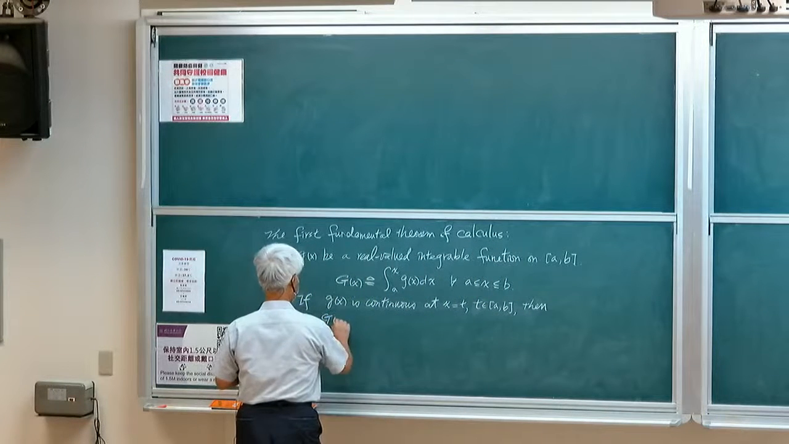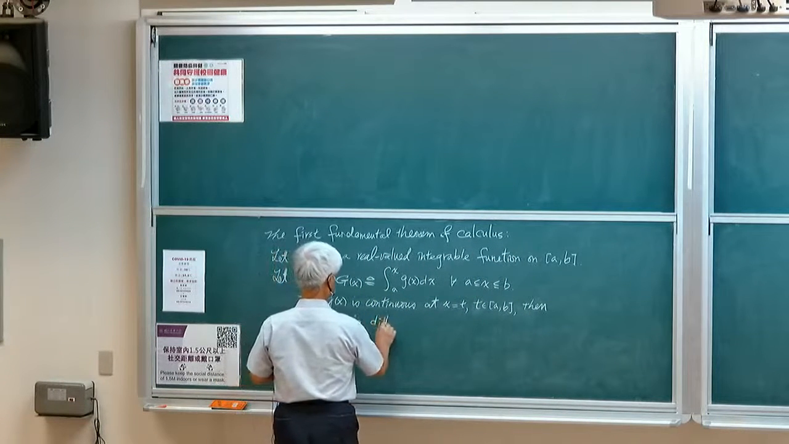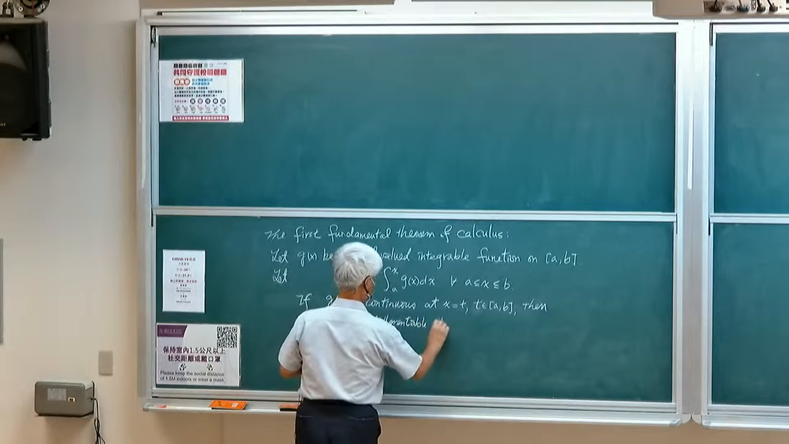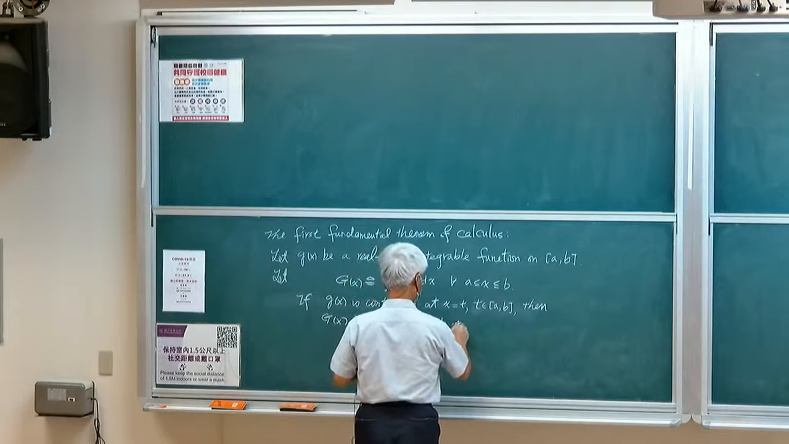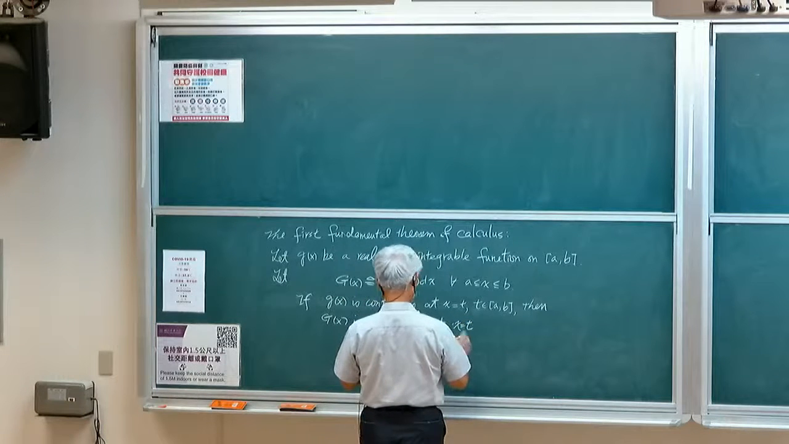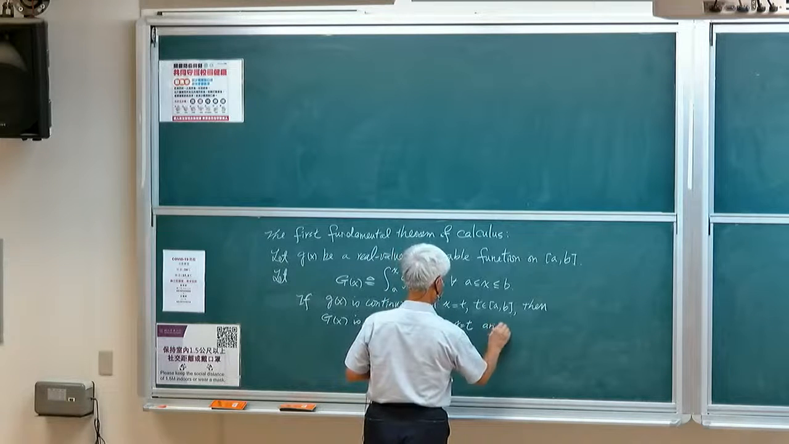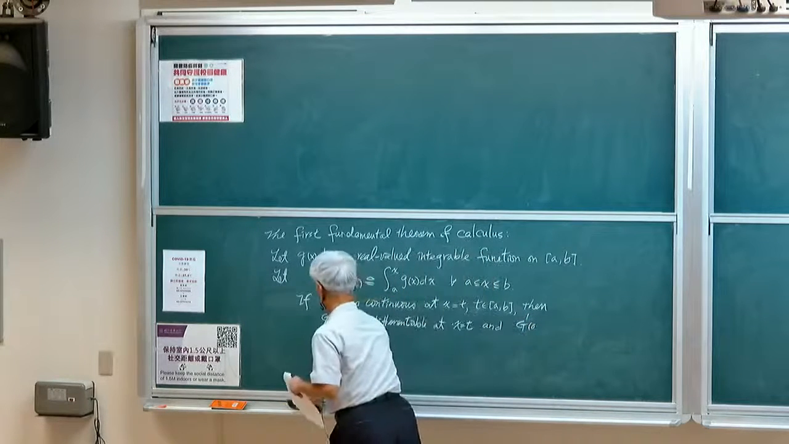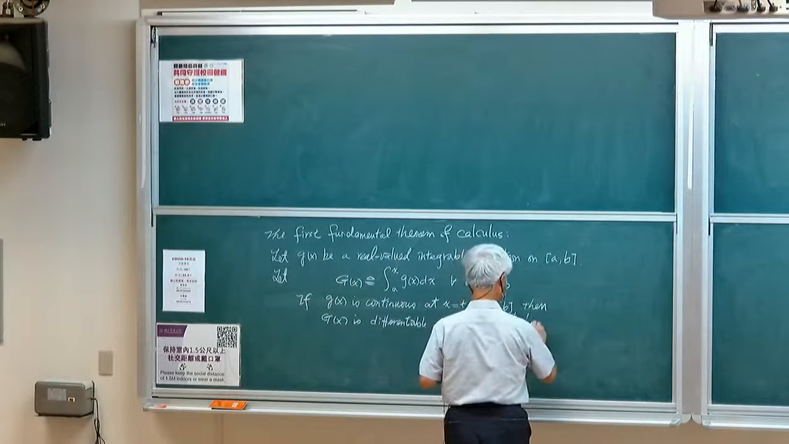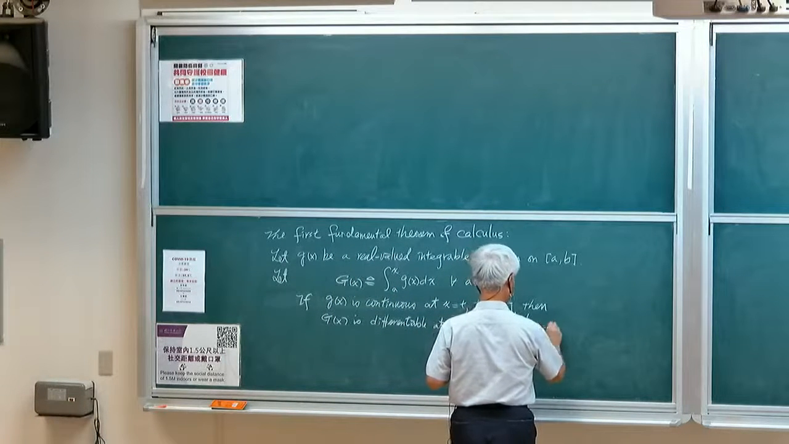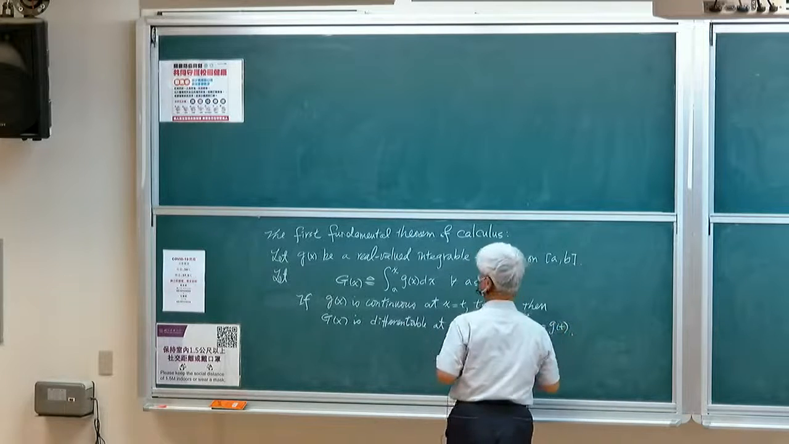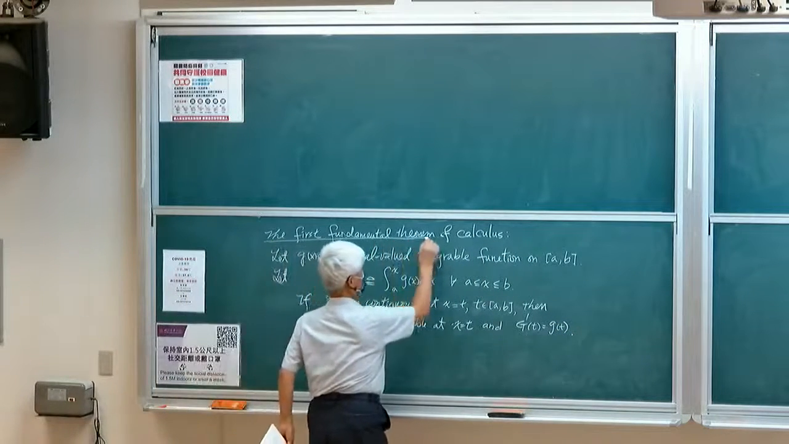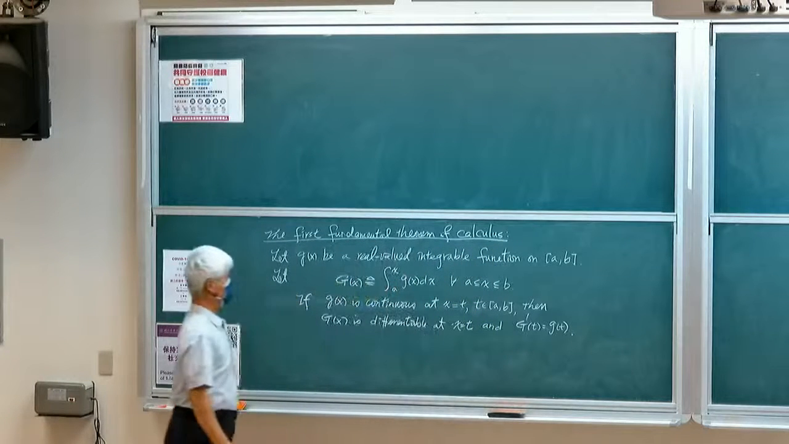g of x is differentiable at x equal to t, and g prime of t is equal to g of t. Okay, so that is the first fundamental theorem of calculus. Okay.